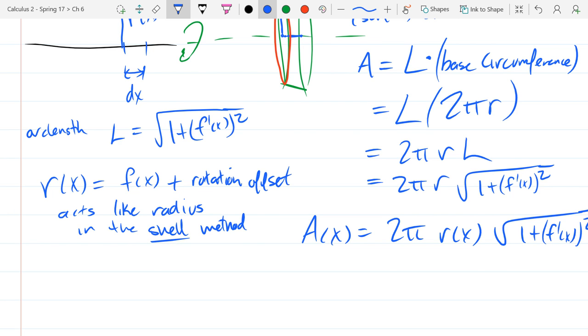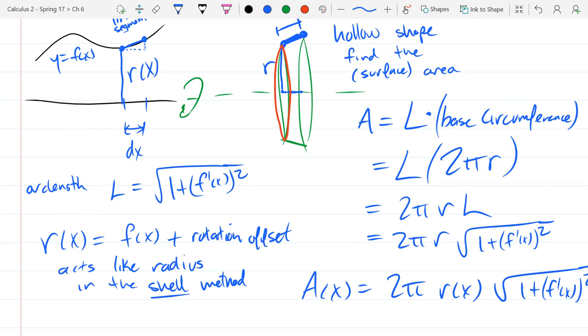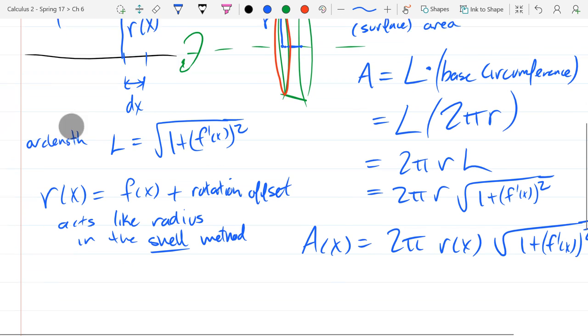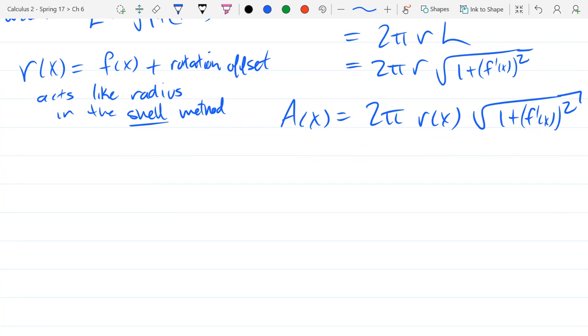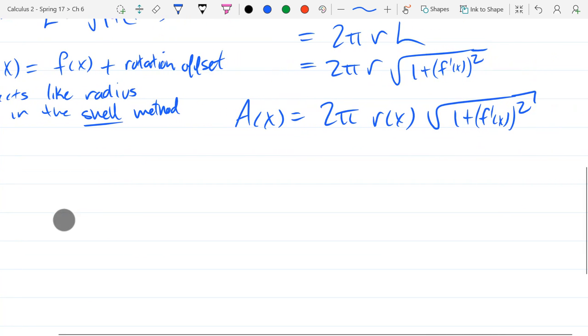So you're not exactly making shells. You're making these weird slanted cylinders, and they're hollow. They're not filled in. So there are some differences, but that radius acts just like the radius in the shell method. All right, so that's our radius of x function. And all we have to do is integrate from a to b.